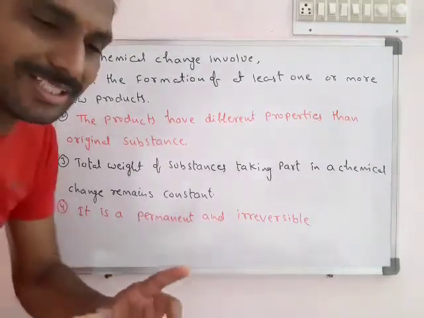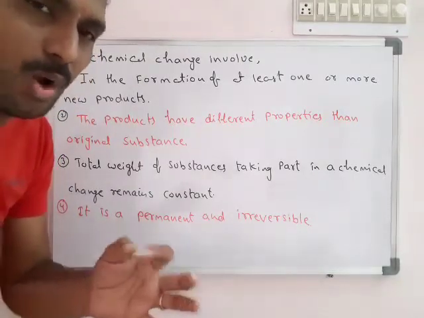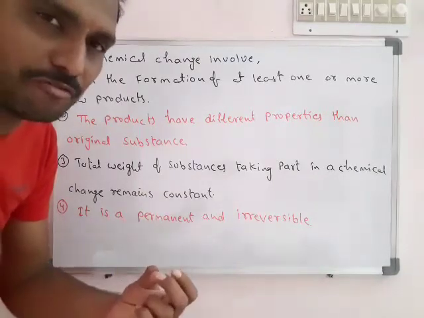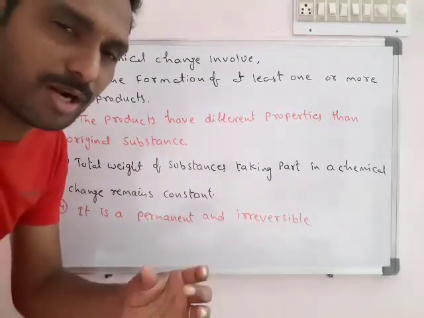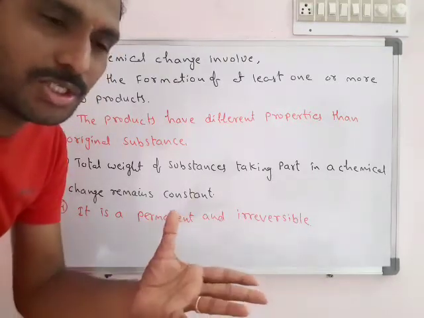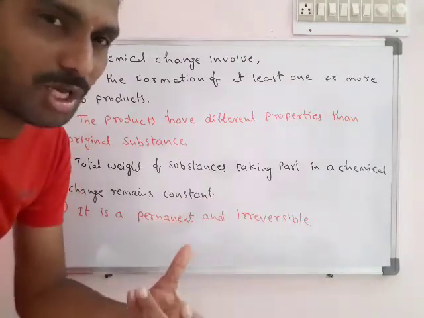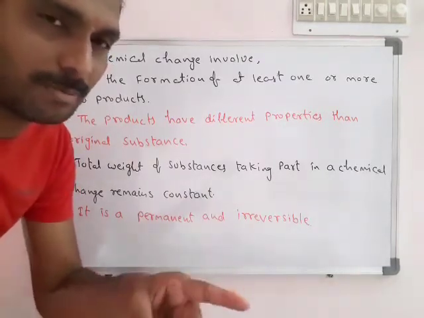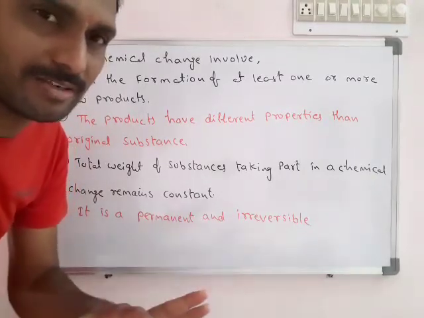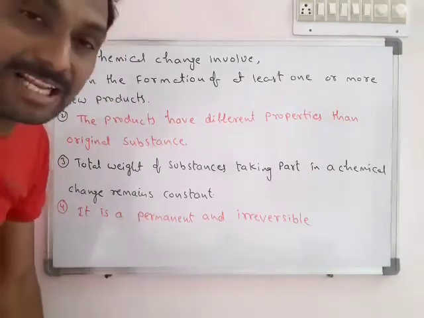Is a chemical change temporary or permanent? Mostly, all chemical changes are permanent. For example, heating of sugar. So heating of sugar, what do you get? You get carbon and water. Again, it is not possible to get the sugar back from that carbon and water. Forming sugar again is not an easy one. So therefore, the chemical change is permanent and irreversible.